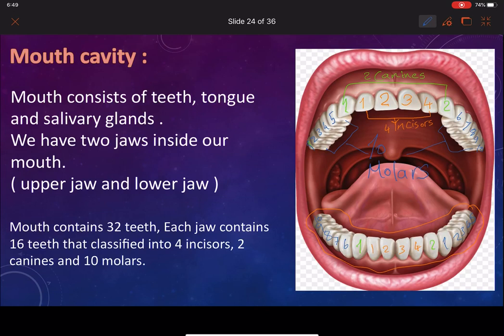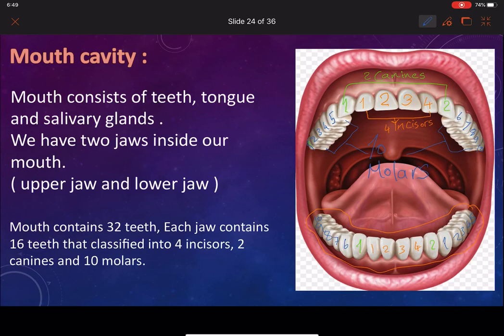So the mouth cavity is a cavity that contains teeth, tongue, and salivary glands, and also has 2 jaws, the upper jaw and the lower jaw. Each jaw contains 16 teeth, and the whole mouth contains 32 teeth. The 16 teeth are classified into 4 incisors, 2 canines, and 10 molars. Okay?